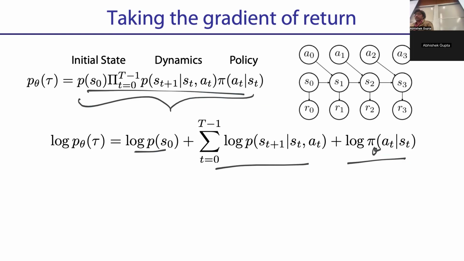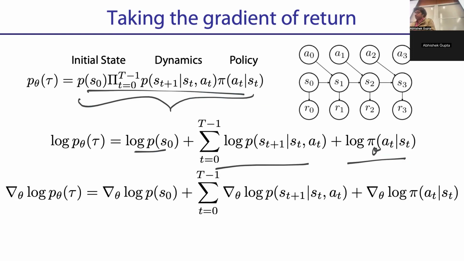And now what you're going to do is take the gradient of this expression. Gradient of sum is sum of gradient, right? So we're just going to hit each of these guys with a gradient. All we did is we said the likelihood of a trajectory is the product of likelihood of these individual terms. We take the log, it becomes the sum, and we hit it with the gradient.